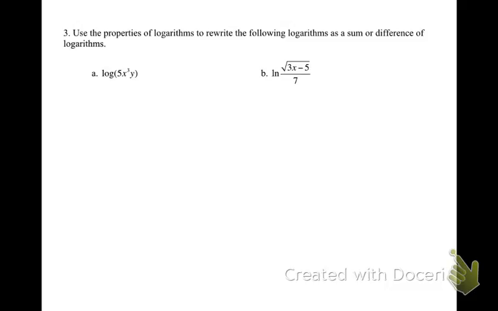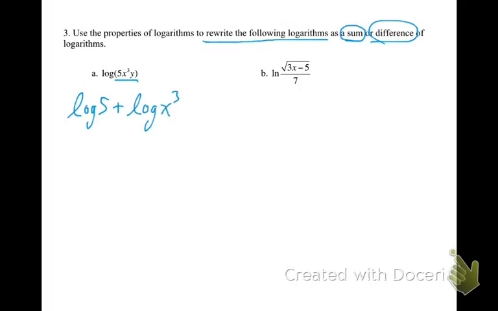Alright, let's continue with the properties of logarithms. What we want to do in these examples, in number 3, is to use those properties to rewrite the logarithms as a sum or difference of logarithms. So in letter A, notice we have a bunch of things being multiplied together. That means we're going to be applying the multiplication property. So I can rewrite this as log 5 plus log x cubed plus log y.